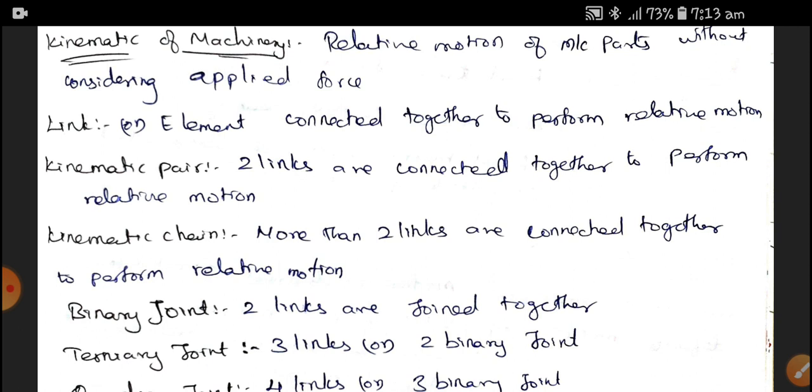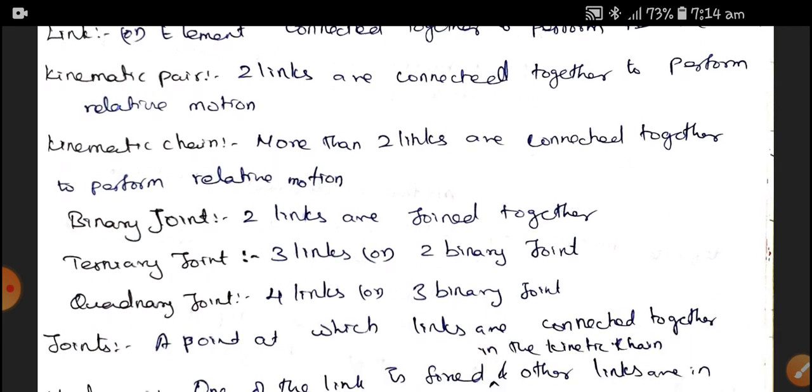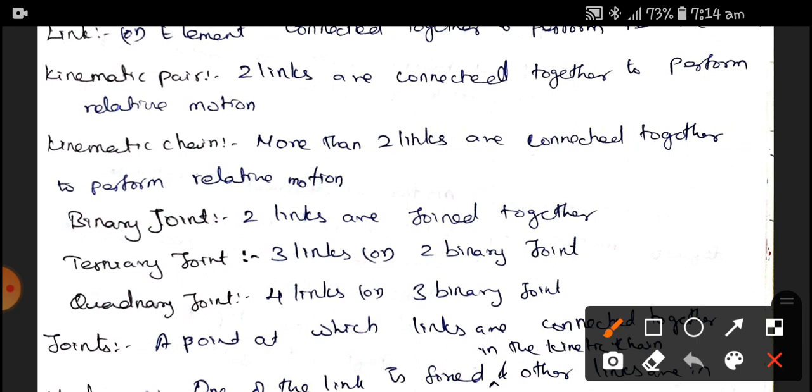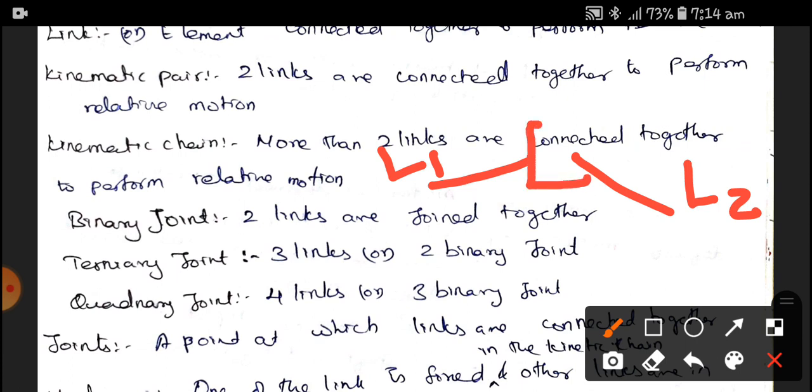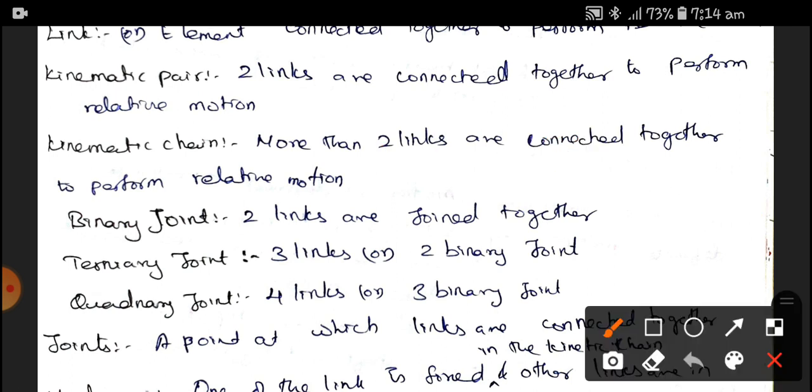Next one is the kinematic chain. More than two links connected together to perform a relative motion is called a kinematic chain. Next, the binary joint. What is meant by a binary joint is that two links are connected together. If you consider this is one link, and this is link 2, link 2 and link 1 are both coupled by means of a joint. This is called a binary joint. So two links connected by means of a joint is called a binary joint, whereas the ternary joint is like this, a triangle.